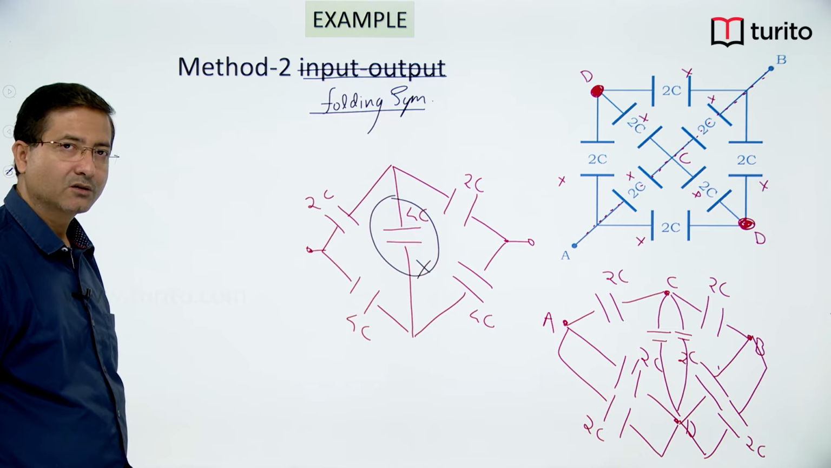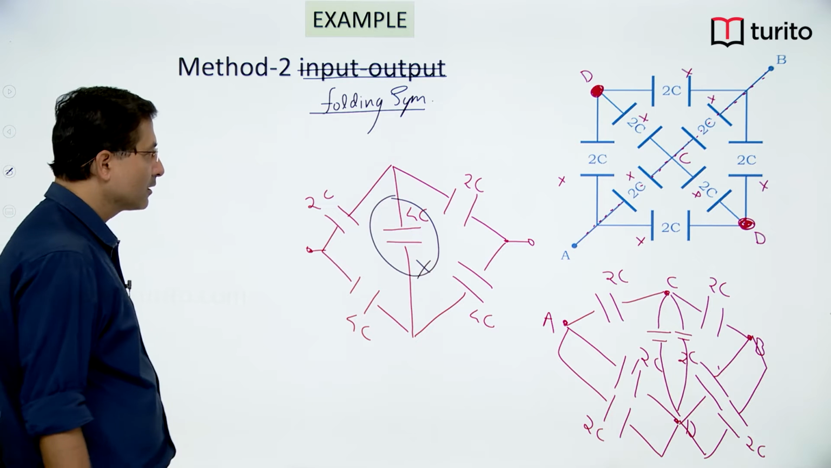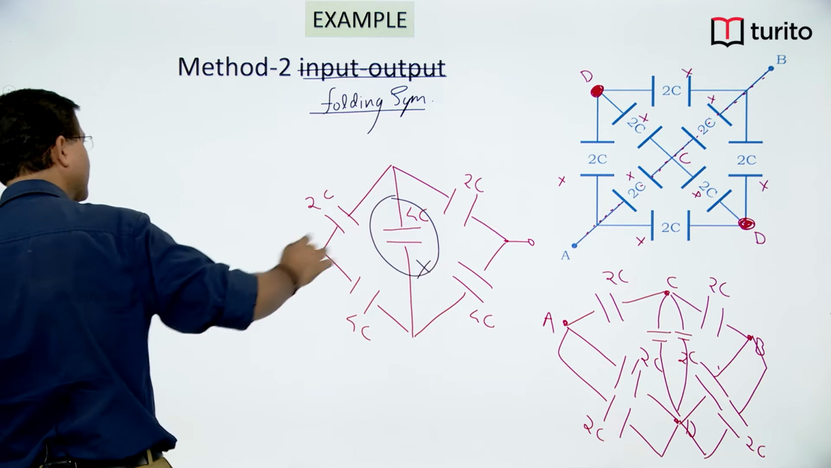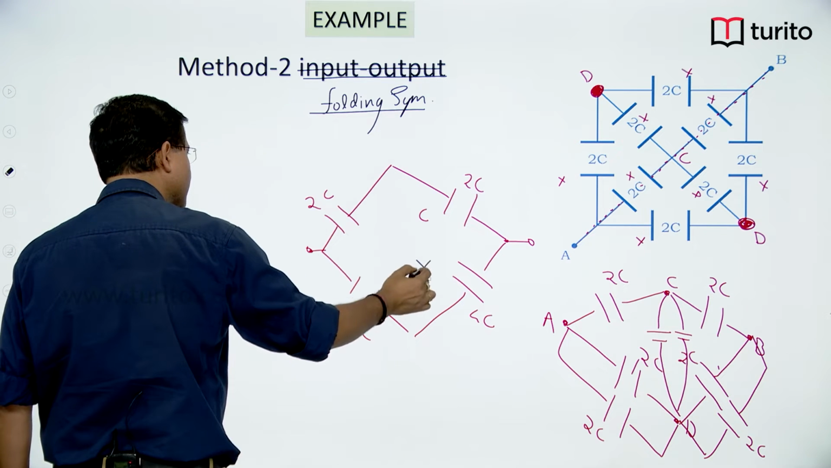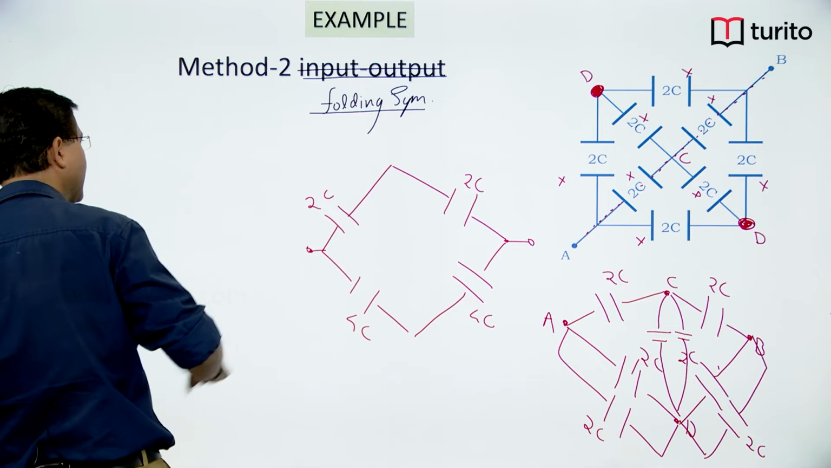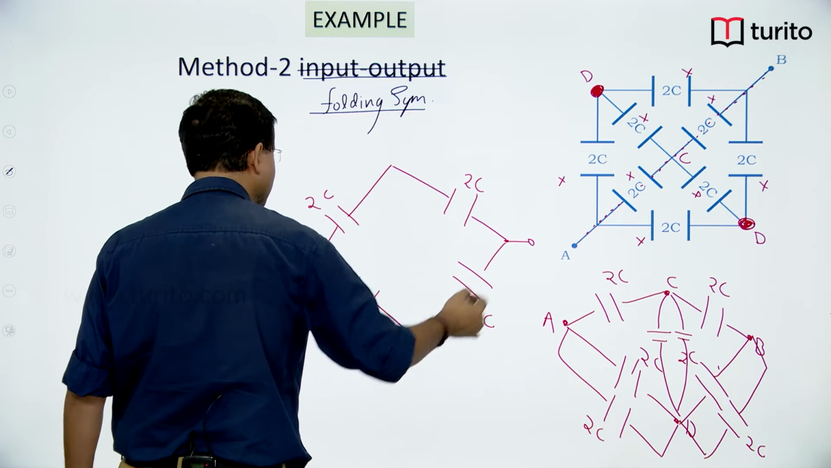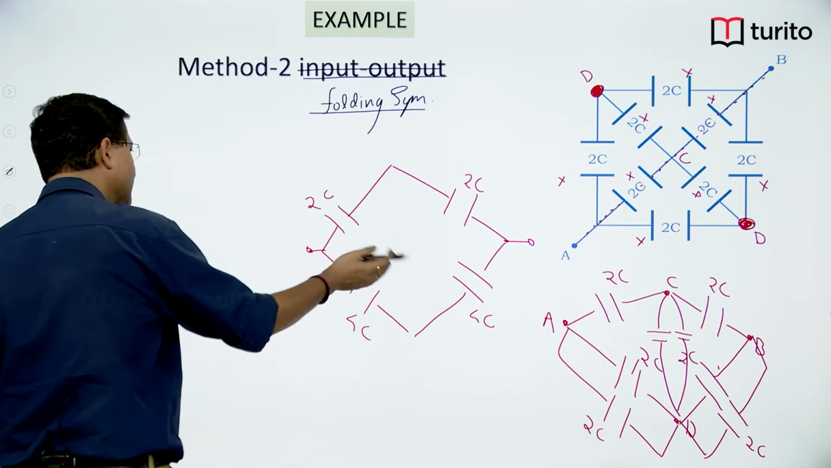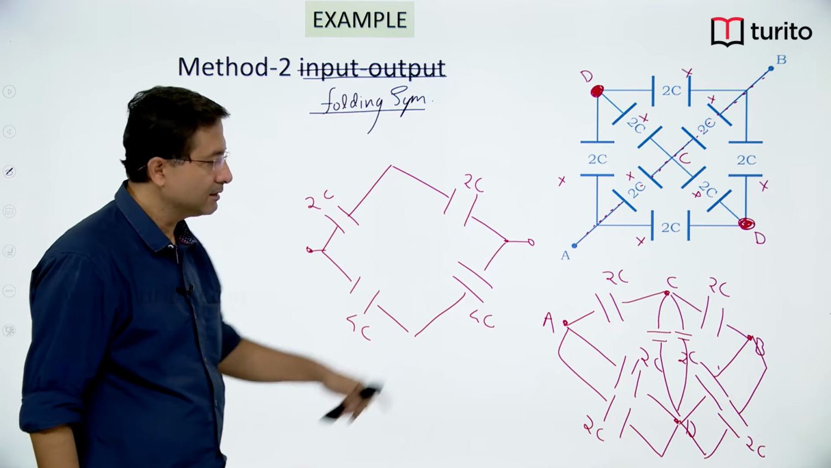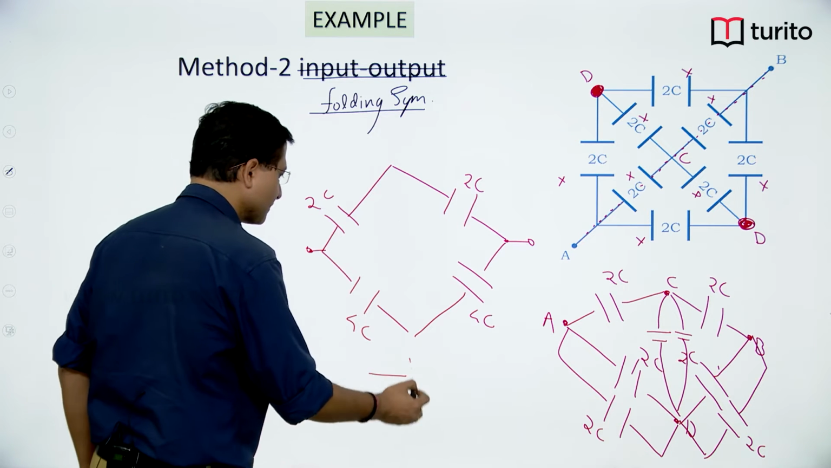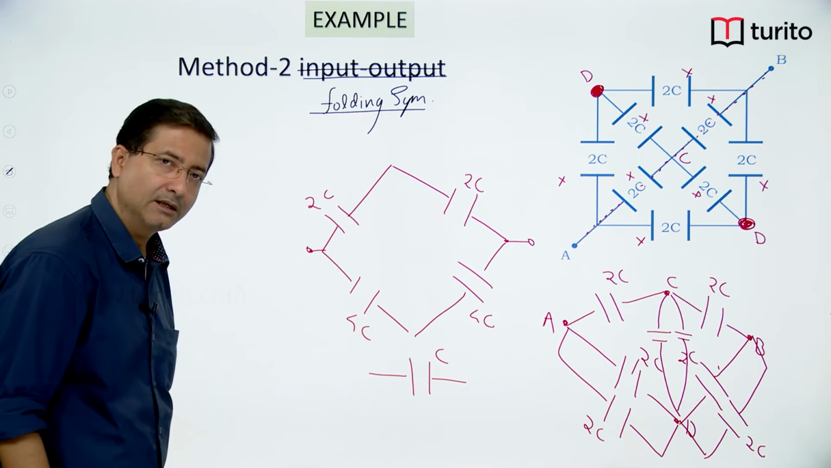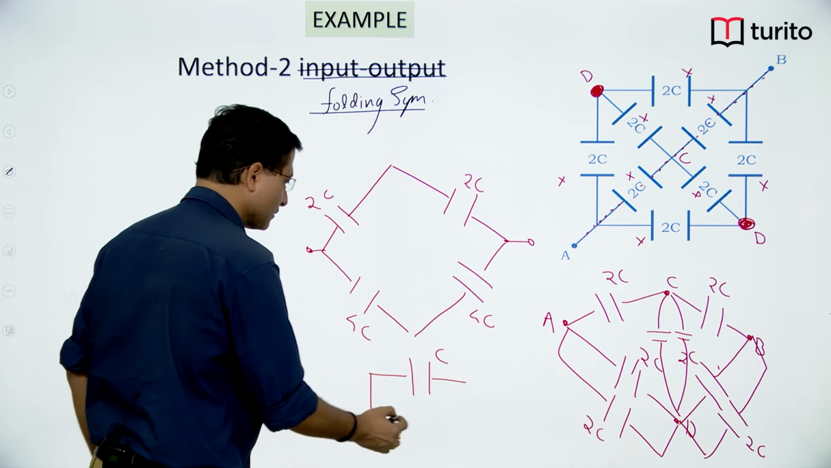Last class we have seen this concept, balanced Wheatstone bridge. Now, when I remove this, then I can see these two are in series, these two are in series, then they are in parallel. So, 2C, 2C in series will make it C, and C and 4C in series will make it 2C.